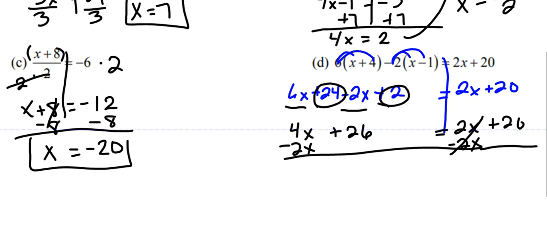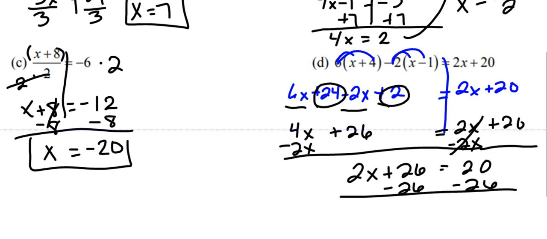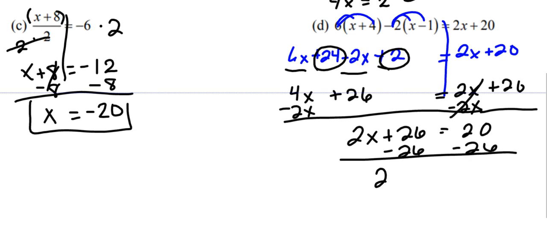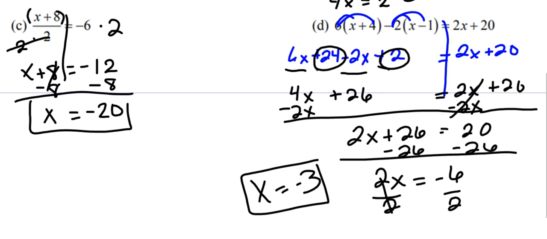That cancels out on the right. So I have 2x plus 26 equals 20. Now I'll subtract the 26 from each side. And 2x equals negative 6. And we divide both sides by 2. X equals negative 3.